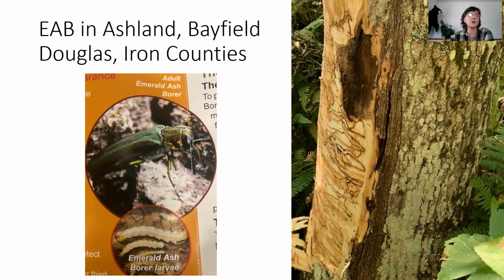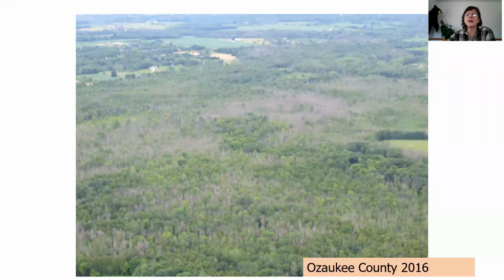We know that black ash trees, 10 inches in diameter at these lowland sites, transpire about 60 gallons of water each tree each day in a typical growing season. So think about the impacts that emerald ash borer could have on these systems. Here's Ozaukee County in 2016, which documented emerald ash borer mortality in these lowland systems. So think about the landscape scale devastation in this area.